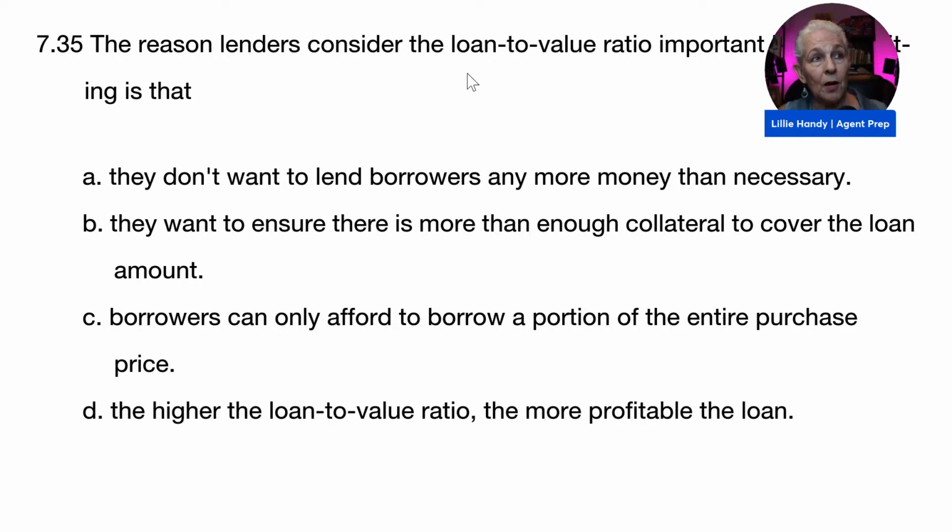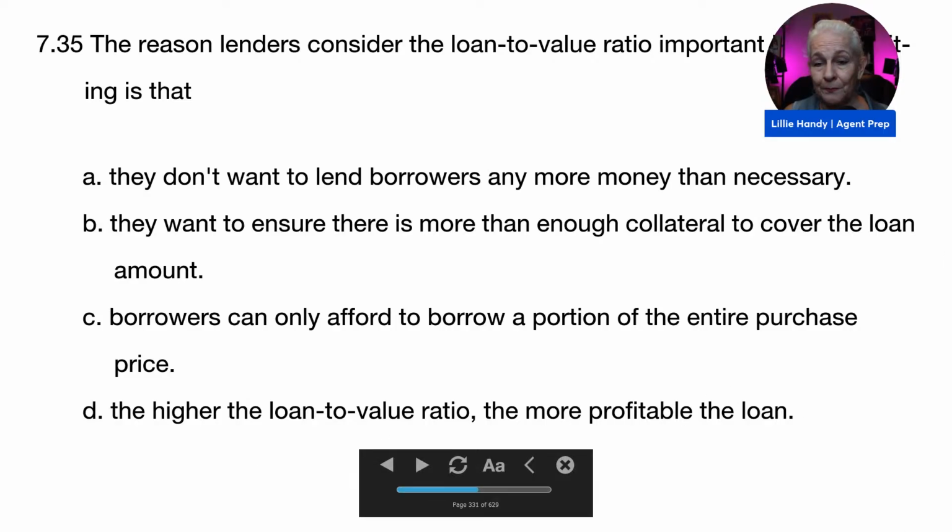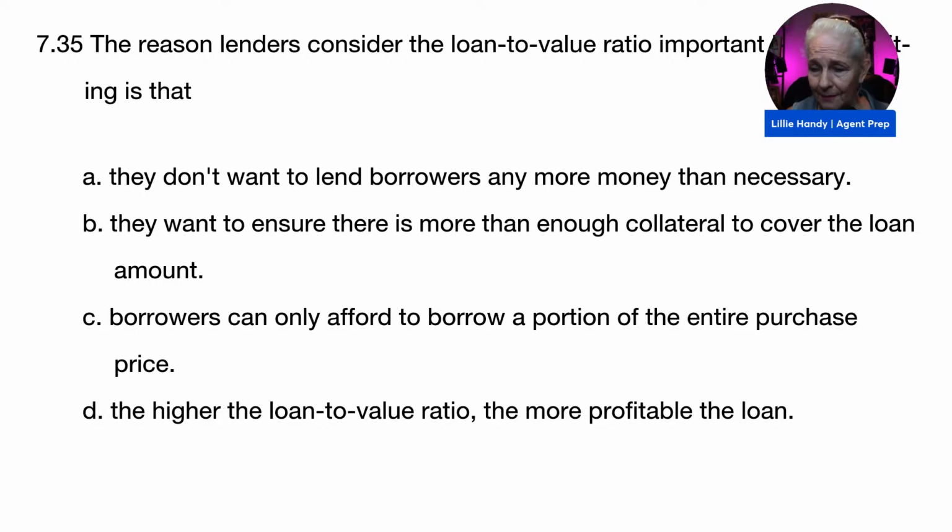So the reason why they consider the loan to value ratio important in underwriting is what? A, they don't want to lend borrowers any more money than necessary. B, they want to ensure there is more than enough collateral to cover the loan amount. C, borrowers can only afford to borrow a portion of the entire purchase. Nah. Or D, so I just gave you a hint. The higher the loan to value ratio, the more profitable the loan. Yes, that's interesting, Max. So 735, the answer is B as in boy. They want to ensure there is more than enough collateral to cover the loan.